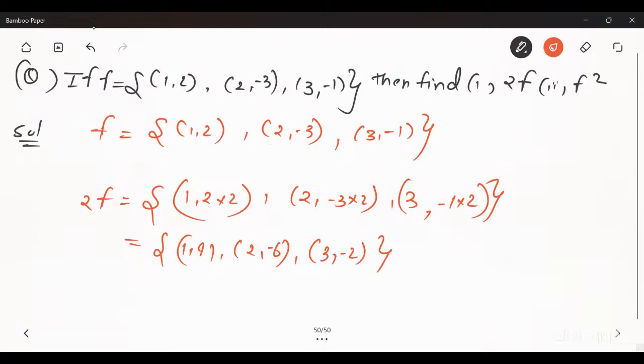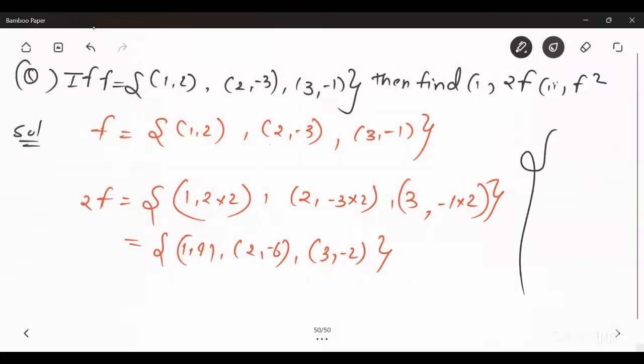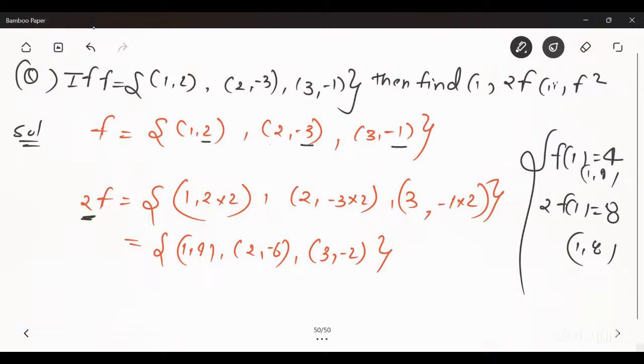Why did I multiply only the second term by 2? Because suppose a function is given like f(1) equal to 4. What will you do if 2f(1) was given? 2f(1) means 4 into 2, that is 8. So here (1, 4) and in 2f it is (1, 8). That's why I have multiplied only the second term, because the second term is the image. If something is multiplied with the function, we have to multiply it with the image.